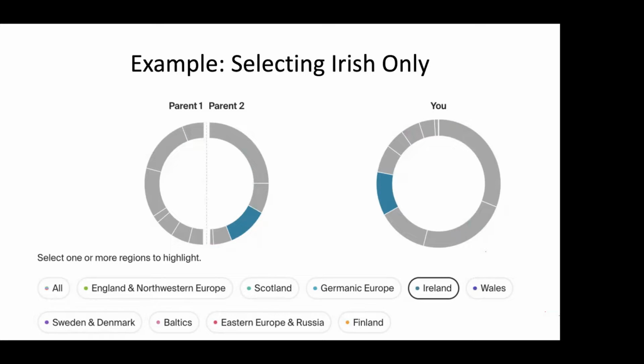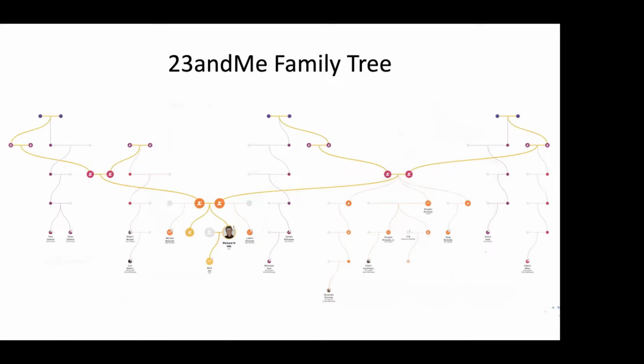But I do know there is definitely some Irish ancestry on my father's side. When I select a view of only Ireland, I see it all came from parent 2. That makes me reasonably sure that my father is parent 2 and my mother is parent 1.